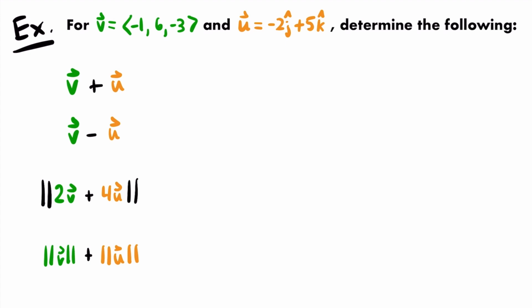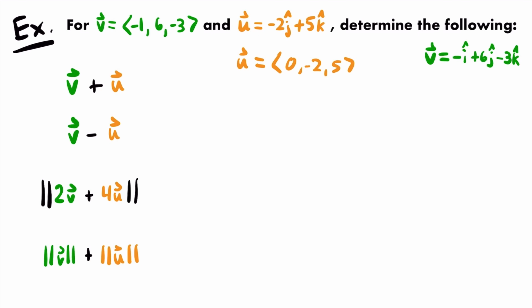And so just as a reference, vector v could also be rewritten as -i plus 6j minus 3k, right? -1 is our x component, so we multiply it by i. 6 is our y component, so we multiply it by j. And -3 is our z component, so we multiply it by k. All right, and then in the opposite way, we could represent vector u like this, 0, -2, 5. And that's because we don't have an i term, right? We just have a j term and a k term. So that means that i must be 0 if it's not there. So we have 0 for the x component, and then -2 for the y, and +5 for the z.